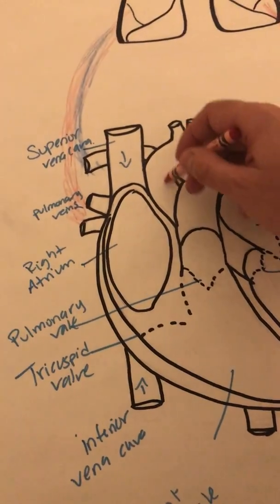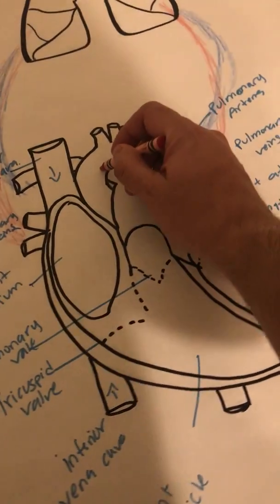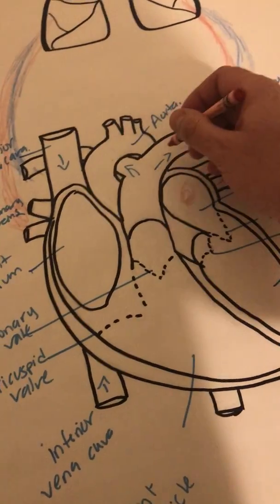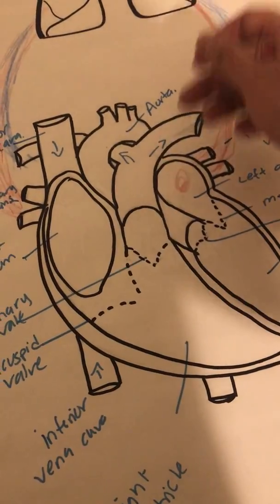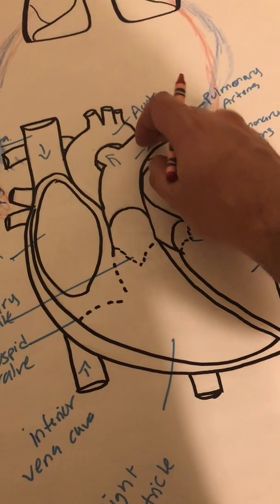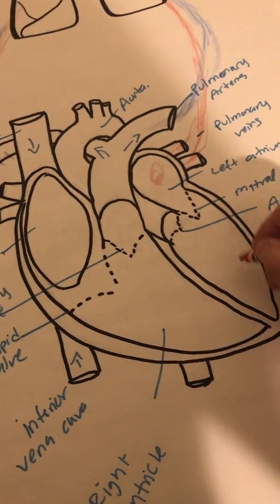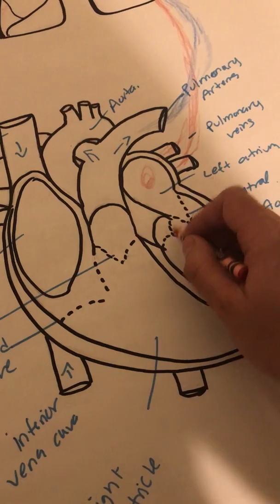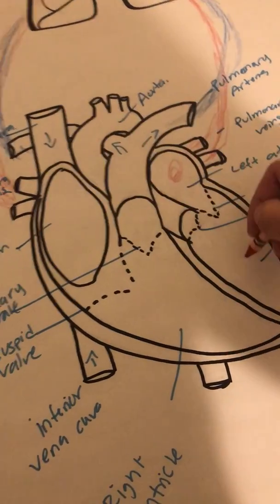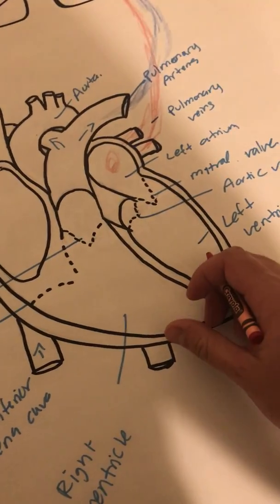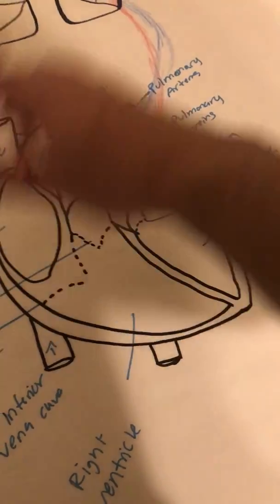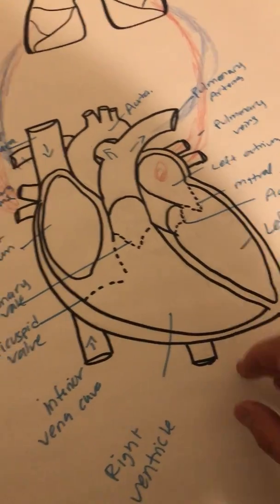Once it's in here in the aorta, it will go ahead and disperse to the whole body, all parts of the body, and then this valve here, which is the aortic valve, will close so it doesn't let the blood return back to the left ventricle, and then this cycle continues over and over again.